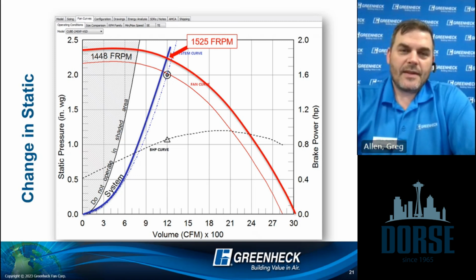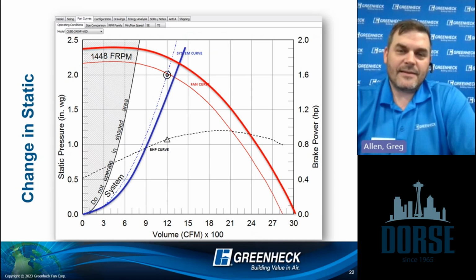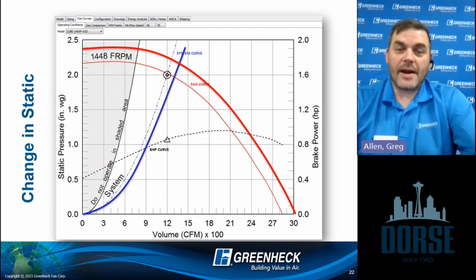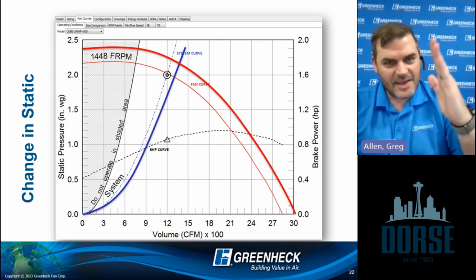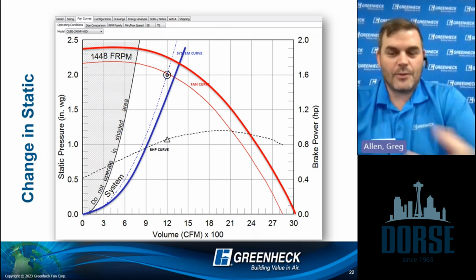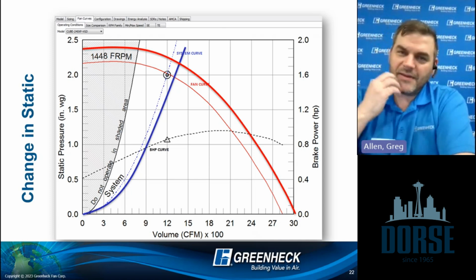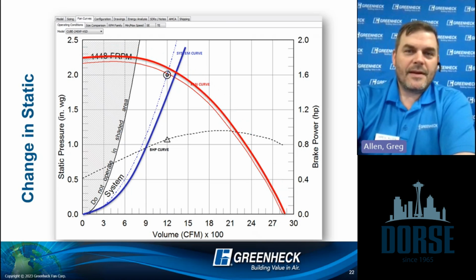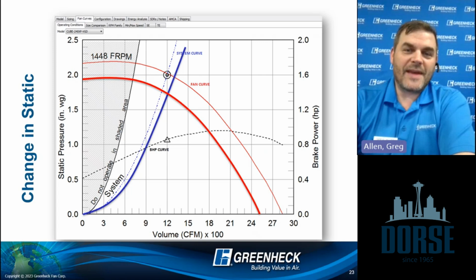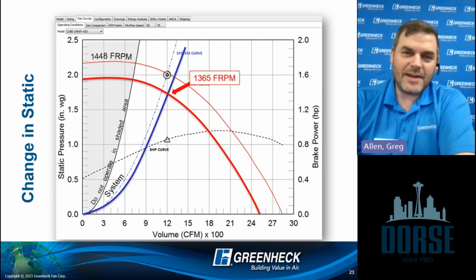Now, if I have less static pressure than I thought I would need, right? I thought 2 inches, turns out it's a little less. As you have less, the system resistance curve will lay down. And of course, same scenario, I'm going to have to adjust the speed of the fan. And now I have to slow the fan down, so I'm only moving the 1200 CFM. So now I have a new operating point at 1365 fan RPM.